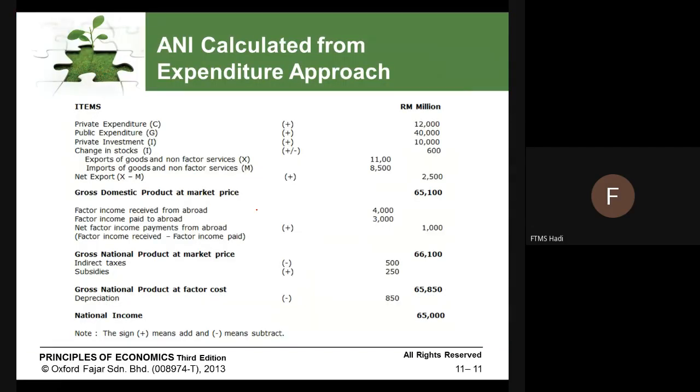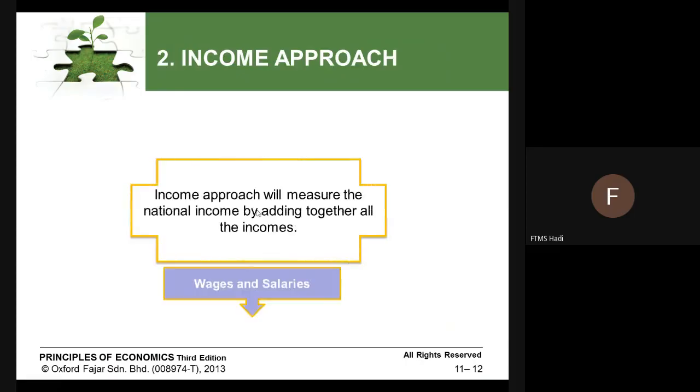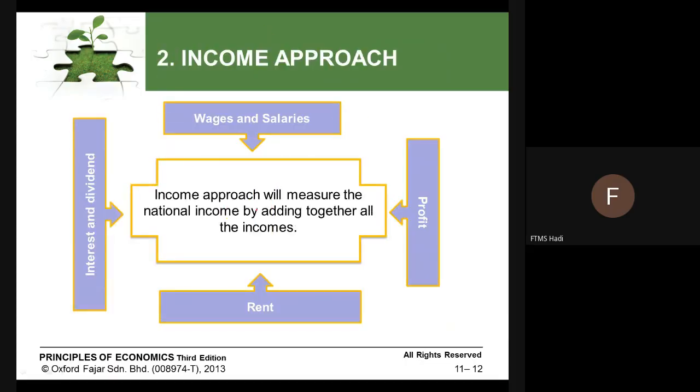Okay. Earlier we're talking about expenditure approach. Now we are talking about income approach. It means how national income is measured by using income approach. Income approach will measure the national income by adding together all the incomes. In Malay, semua pendapatan, that means all incomes generated by businesses or also government is considered as income.